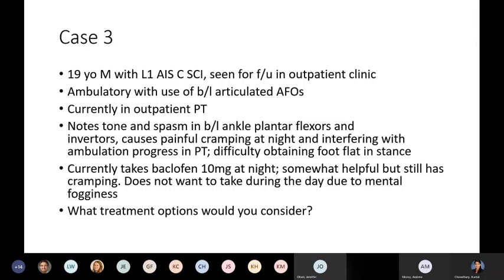He currently takes baclofen 10 milligrams at night. He states it's somewhat helpful, but he still has a little bit of cramping, and he doesn't want to take it during the day due to mental fogginess. He's a college student, and he doesn't want to be taking medications that will cloud his brain during the day. So what might you consider doing for this patient?